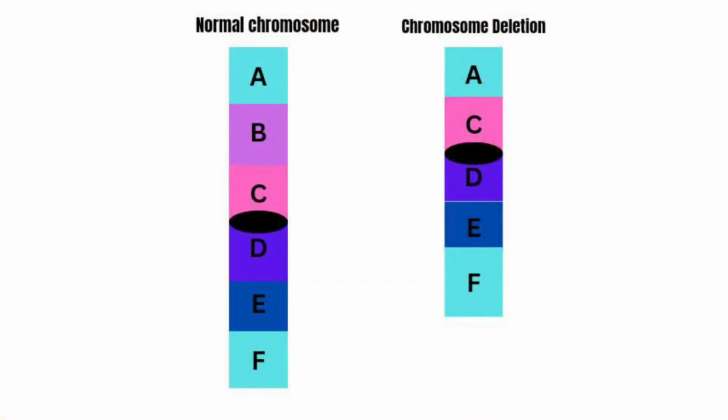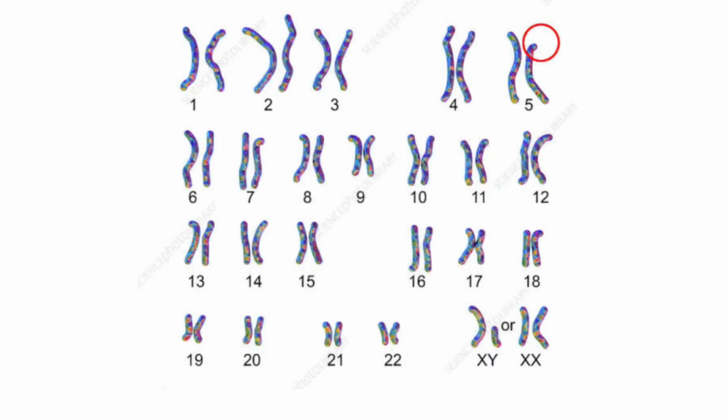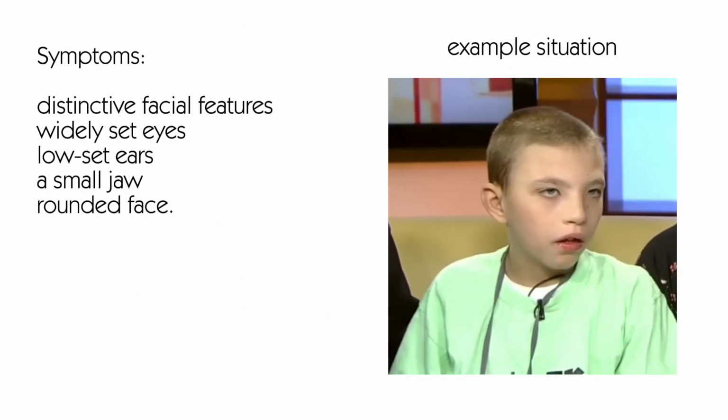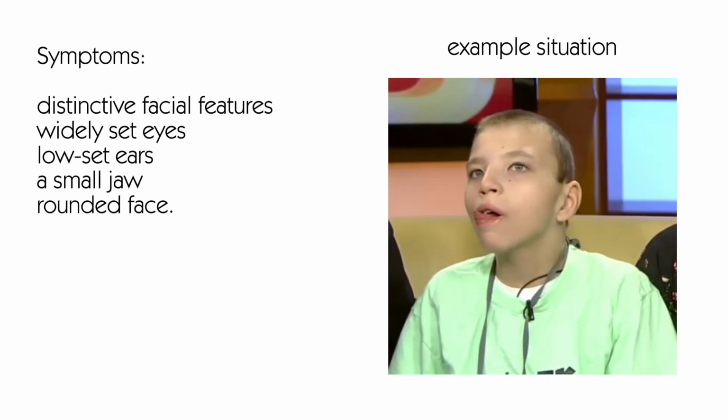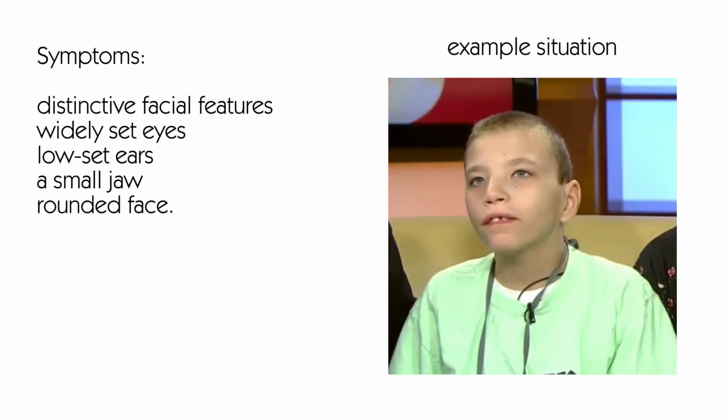The first type of mutation would be a segment that is accidentally deleted. Notice the difference in the left and right picture, where segment B was deleted. An example of this is Cri-du-chat syndrome, where a piece of chromosome 5 is missing. Symptoms of this include distinctive facial features, widely set eyes, low set ears, a small jaw, and a rounded face.